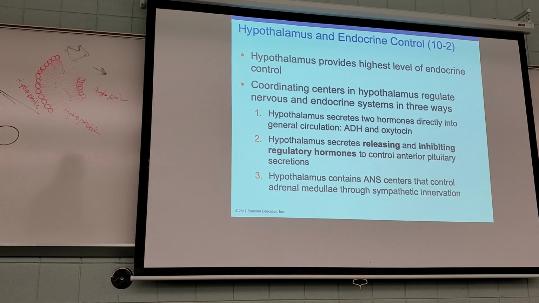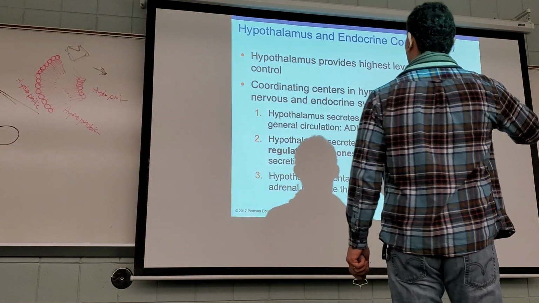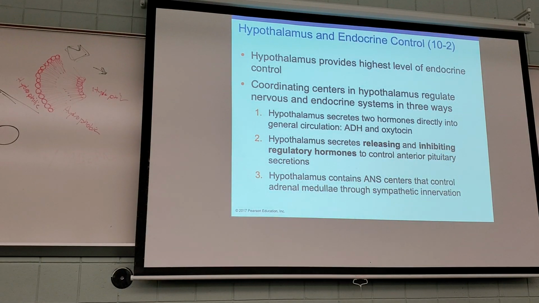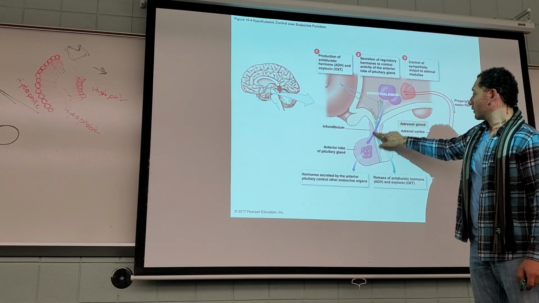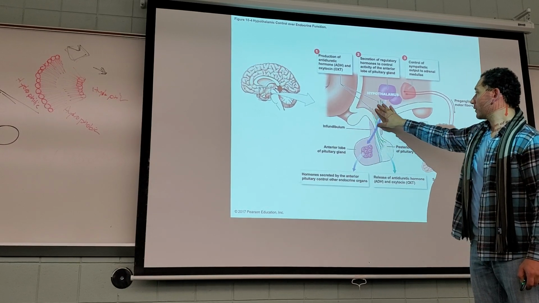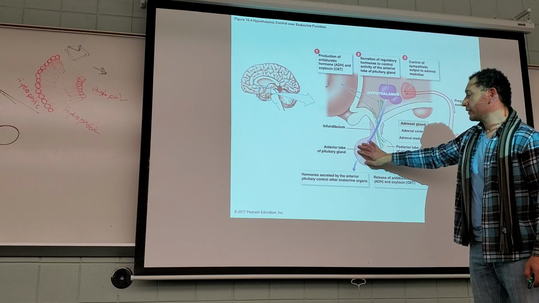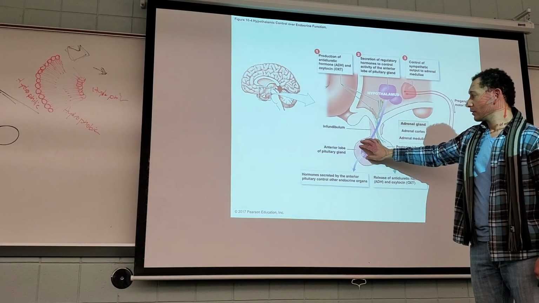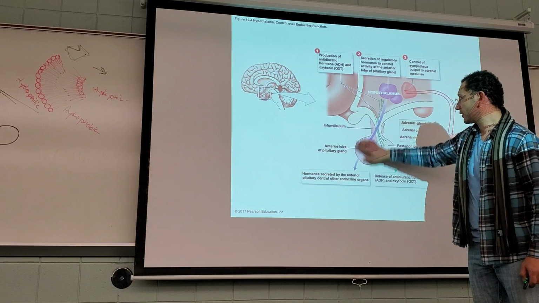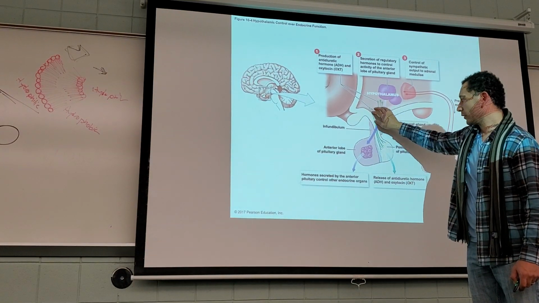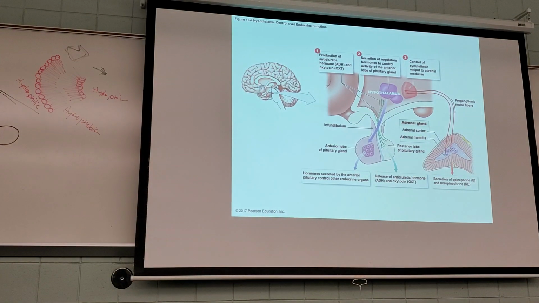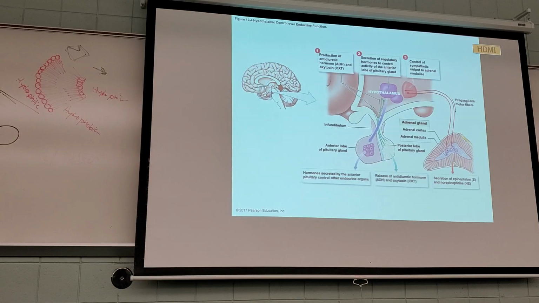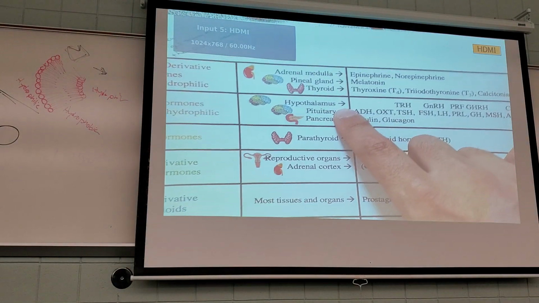Hypothalamus. All right, hypothalamus. The hypothalamus provides the highest level of endocrine control. Why? Well, because for at least 7 of them, up here, the hormones that are produced here can't be released until these hormones up here reach them and tell them to release. So that's why a lot of these hormones, if you look, see, here's your hypothalamus.